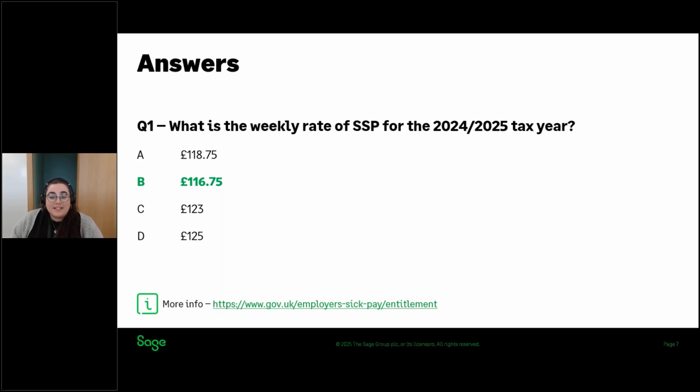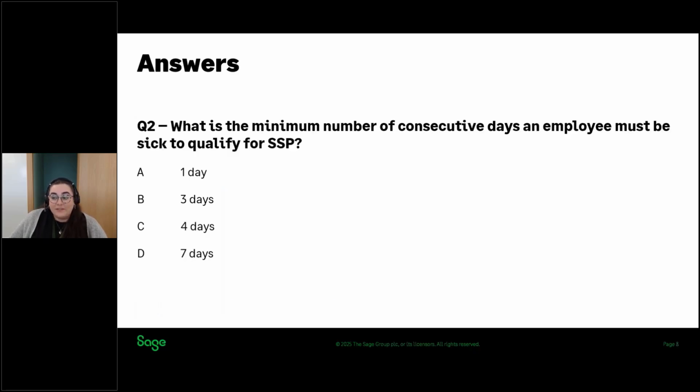£123, that is at least what the employee must be earning as one of the qualifying conditions for SSP. And £125, that's what that new average is going to be from the 6th of April. So a couple of trick answers in there. But let's move on to the answer for question number 2.